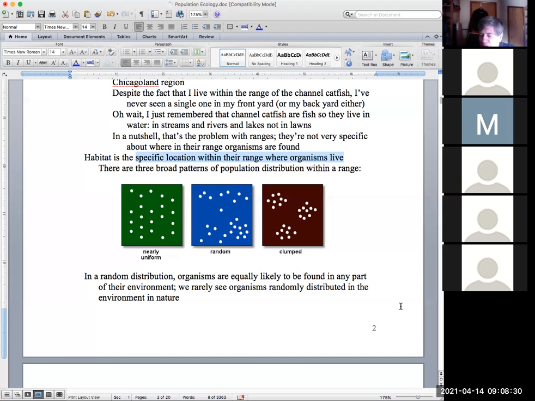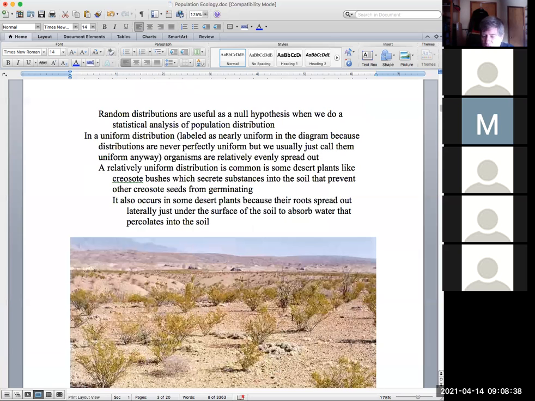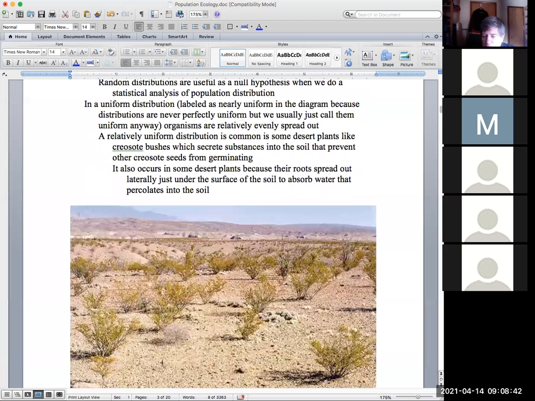So if we look at a desert, and keep in mind, deserts are not completely barren like we might think from some of the movies. Here's something from the Sonoran Desert in the American Southwest. And these are creosote bushes. And if you look at them, they're spread out pretty evenly. You don't see clumps where they're really close together. You don't see really large gaps.